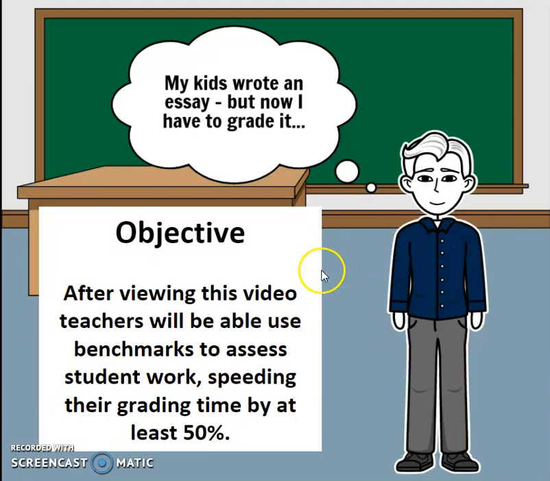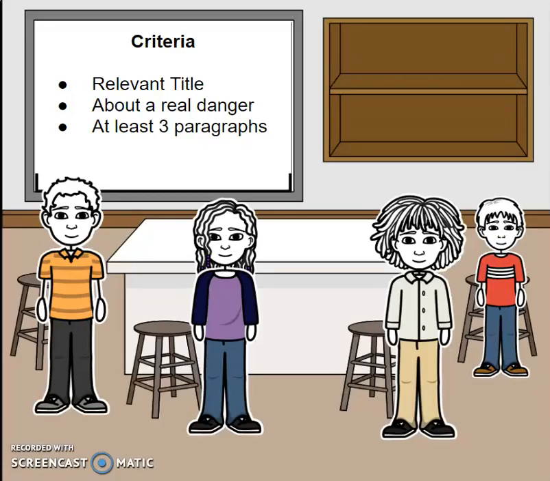The objective of this video is to help you understand how to use rubrics and benchmarks to assess student work very quickly, very accurately, speeding your grading time by at least 50%. The first thing that you have to do with this process is develop a criteria that's very clear, very easy for the kids to understand, and very easy for you to understand.